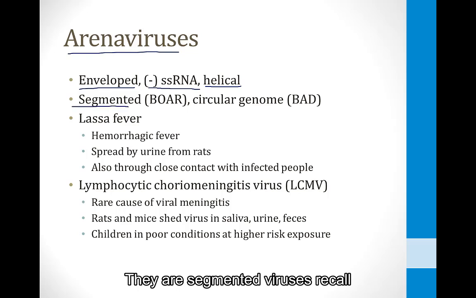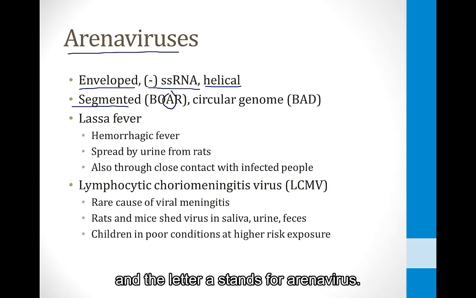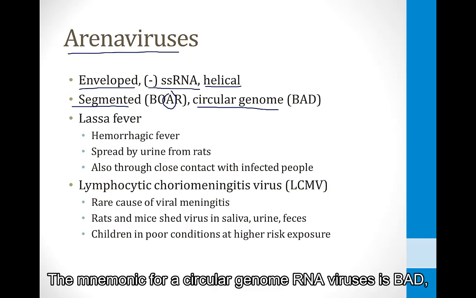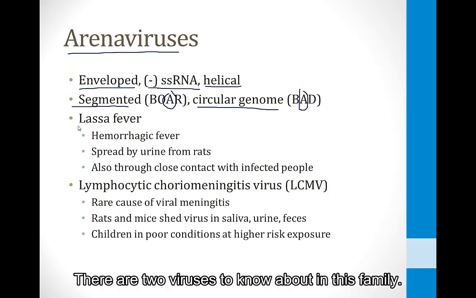They are segmented viruses. Recall that the mnemonic for segmented RNA viruses is BOR, and the letter A stands for RNA virus. They also have a circular genome. The mnemonic for circular genome RNA viruses is BAD, and the letter A here also stands for RNA virus. There are two viruses to know about in this family.